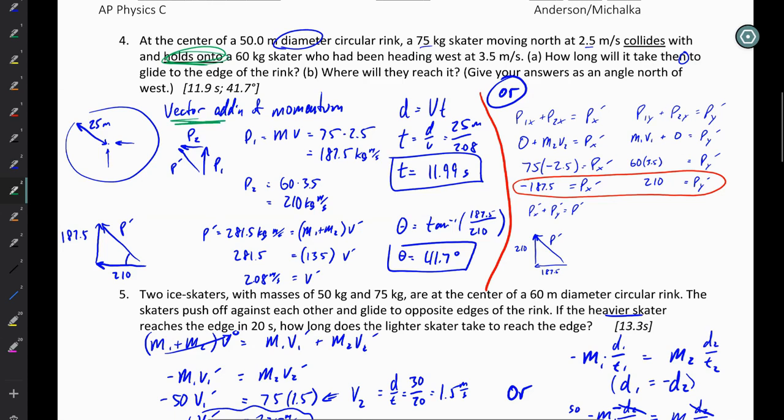So this is pretty straightforward vector addition. We've got an upward vector and a leftward vector, and combined they will give us the resultant vector. There's a couple ways to go about it, but I'm going to just say the short version, and that is it's just vector addition. So figure out what the final momentum is using vector addition, and most importantly, what the angle is, what direction they're traveling, and that will tell you where they're going to hit on the edge of this circular rink.